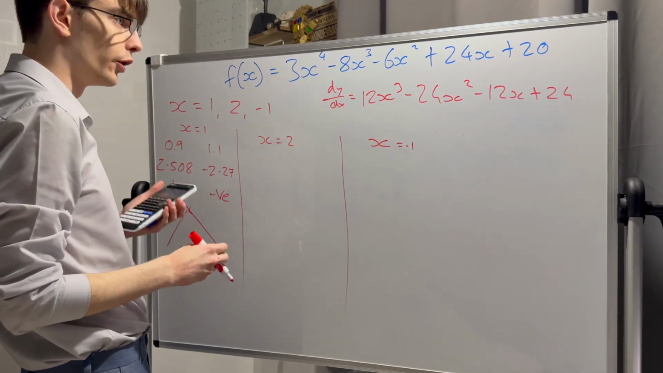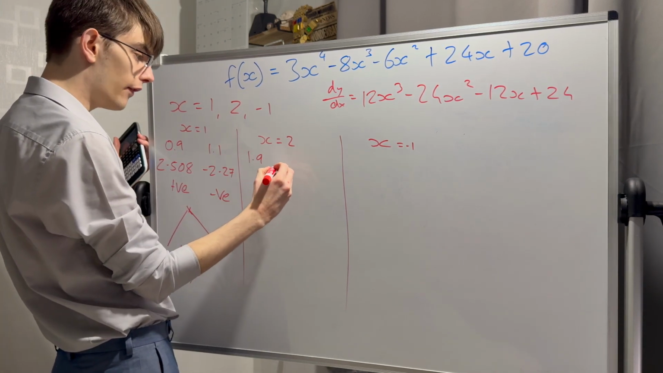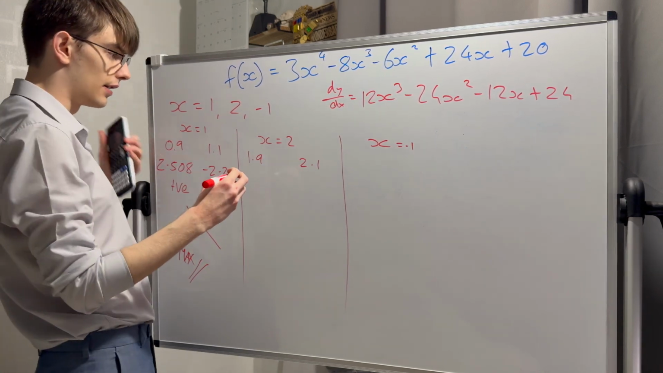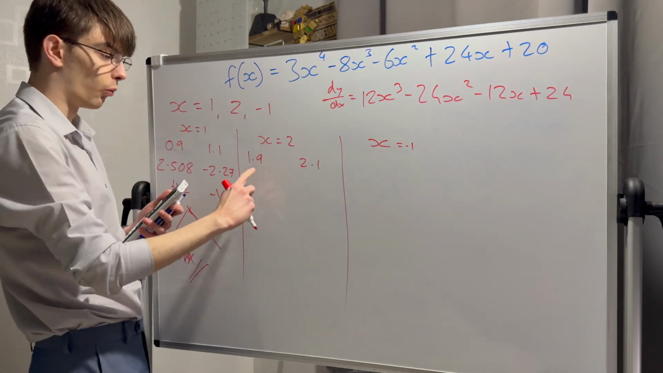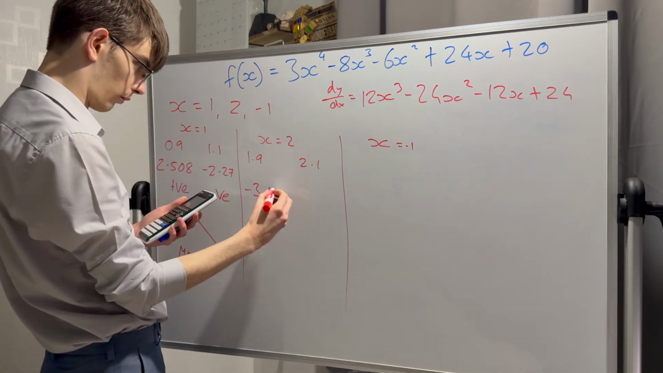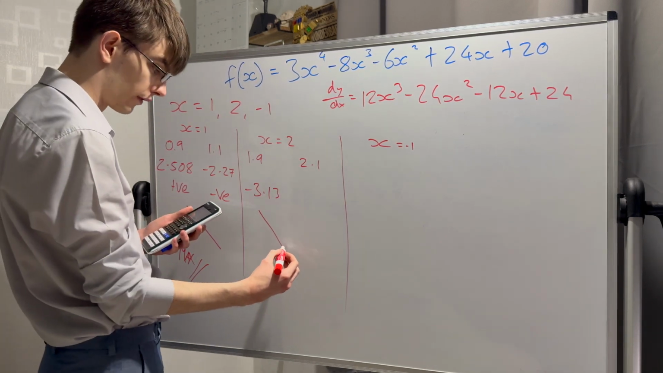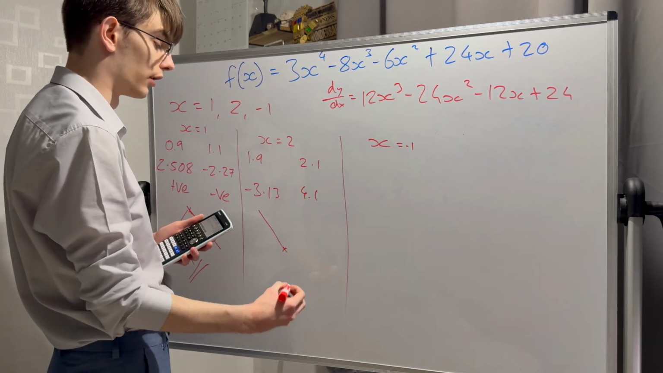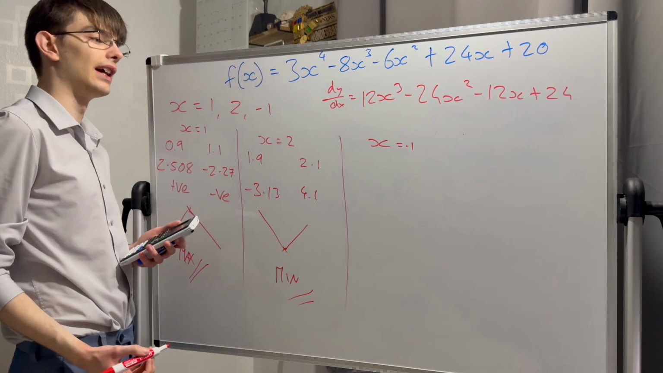So for x equals 2, if I choose 1.9 to the left and 2.1 to the right, then, okay, boring calculator work again, I get that 1.9 put into here, to the left of my point, is minus 3.13. So it is negative. Again, I don't care about the number, just the negative. Then to the right of my point, I have got 4.1, which is positive. So from my little sketch, it is a minimum.